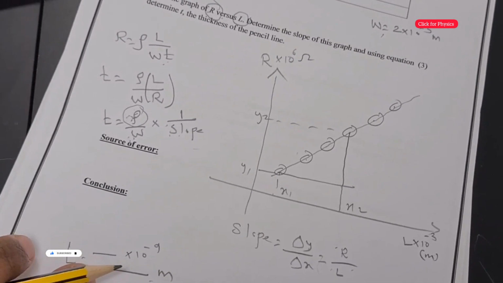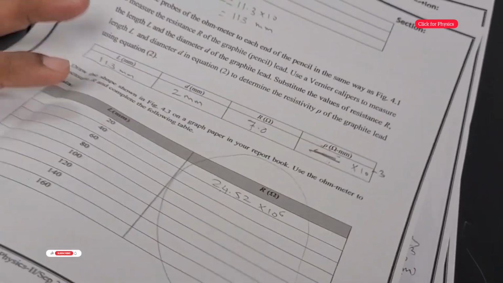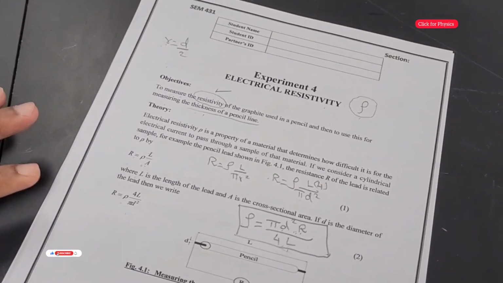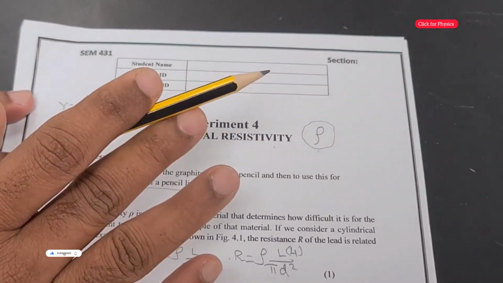So that's the procedure for this experiment, electrical resistivity. That's it. Clear? Thank you.